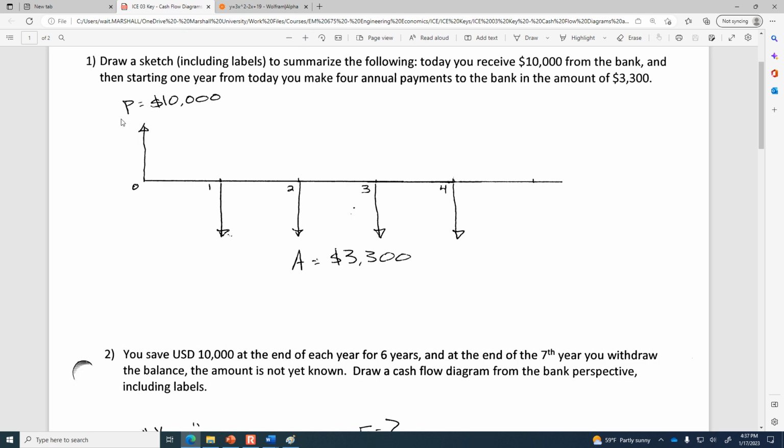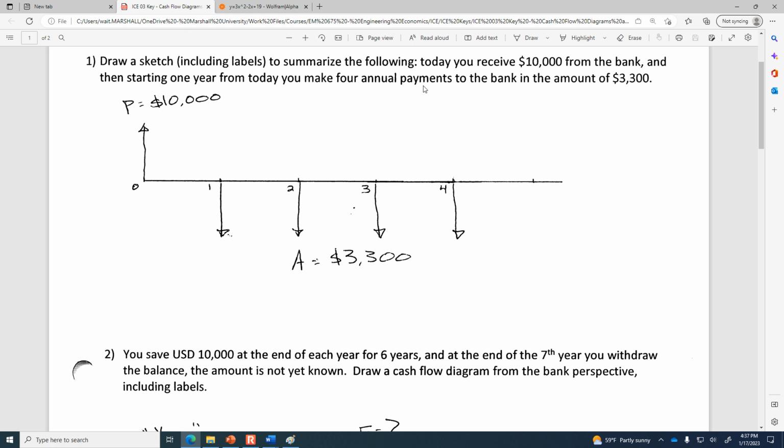Today you're getting the $10,000, then starting 1 year from today, you make 4 annual payments to the bank in the amount of $3,300. Now it doesn't say that they're 4 equal payments, but that's implied because the only amount they told you was $3,300. If it wasn't equal, you'd need more information about how the series of payments is changing.